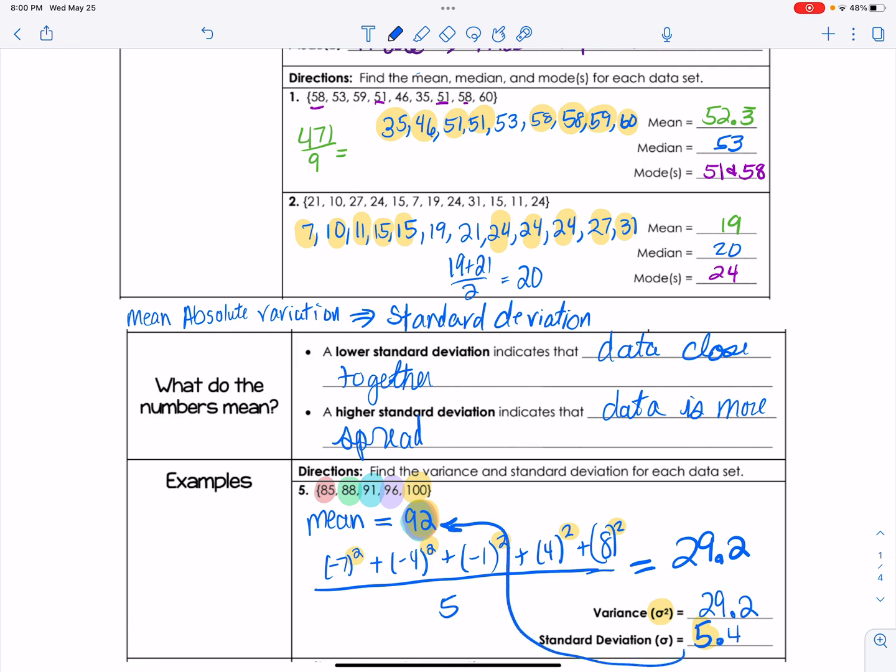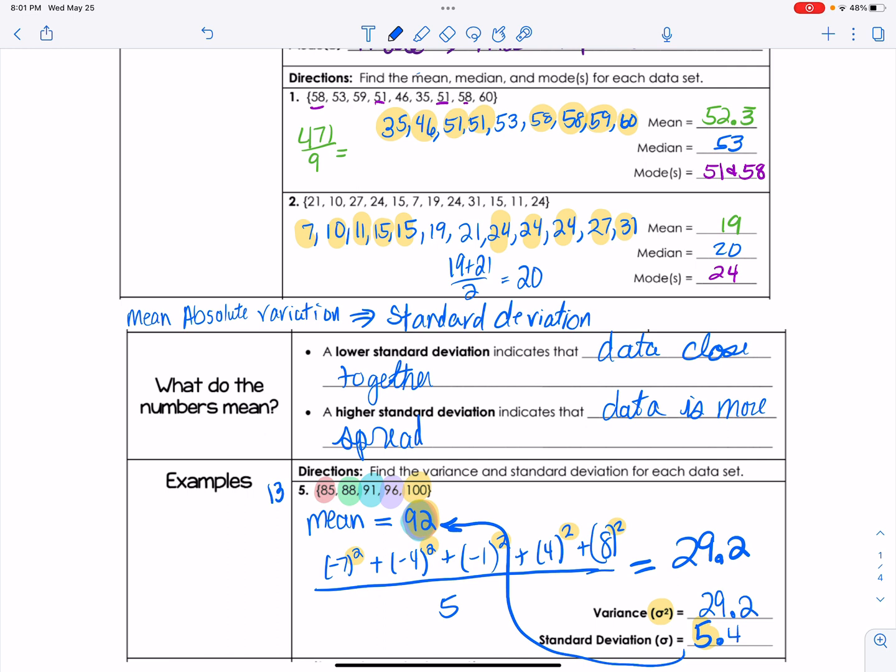Which is 92. So if this was a test, that means that most of my data, most of my kids scored between a 97 and an 88, which is pretty good. That's a pretty good test score. So standard deviation is kind of important. So if you have these kinds of grades and then you have a kid that got a 13%, then that's going to mess with your average, and it's going to kind of show you that most of your data is in there. It's going to affect it a little bit.